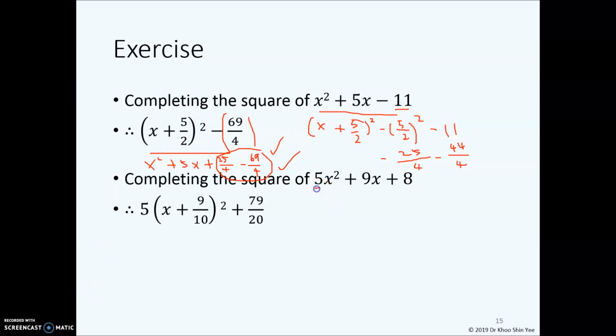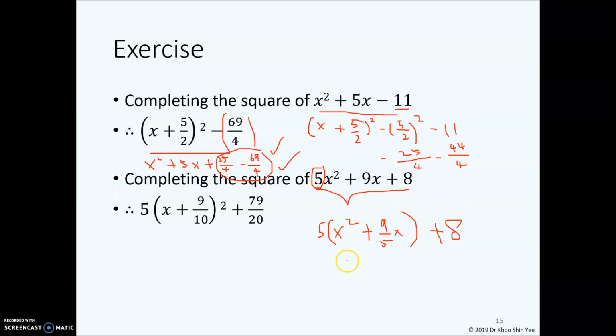Let's look at the second problem here. So you have 5x squared plus 9x plus 8, where you have a constant 5 in front. So take it out, 5. So x squared plus 9 over 5 x here. So we stop at the term with x only. So 8 is not included. Right.